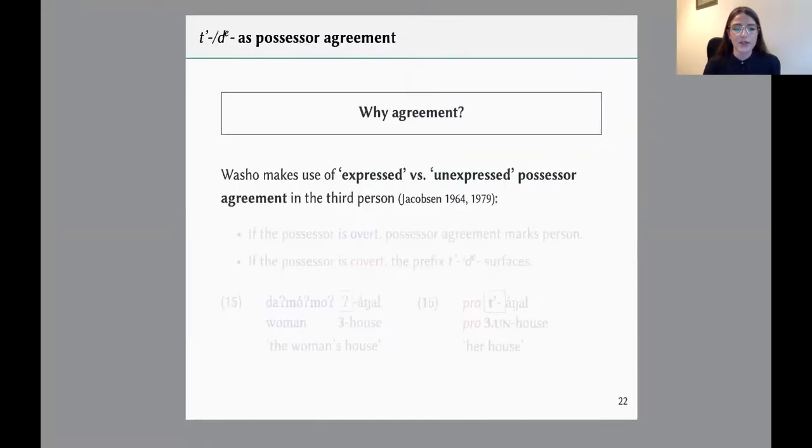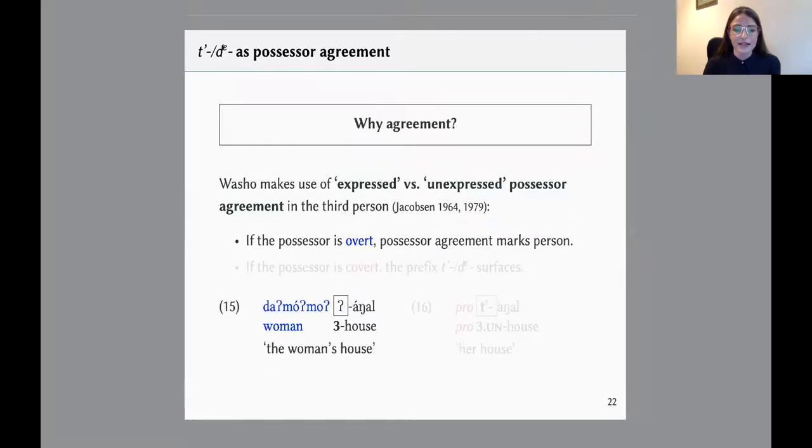Well, Washoe makes use of what's called expressed versus unexpressed possessor agreement in the third person. And what this means is that if the possessor is overt, possessor agreement marks person as normal. And by as normal, I mean it looks exactly the same as the verbal paradigm. And this you see in 15, Damotmo Angal, "the woman's house." In this case, the possessor is overt and we get normal agreement marking.